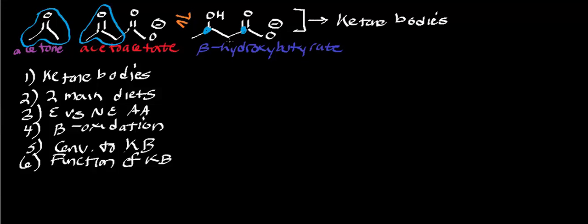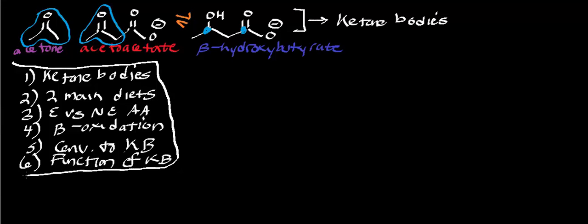Now, this is going to be the general structure of the video. We're going to talk about ketone bodies, and then the two main diets, two really critical diets that would elicit the use and production of ketone bodies. We're going to talk about essential versus non-essential amino acids. We're going to talk about beta oxidation, and then how you convert the products of beta oxidation to ketone bodies. And then lastly, we'll talk about their general function. In the next few videos, we'll talk about the pathways and mechanism.